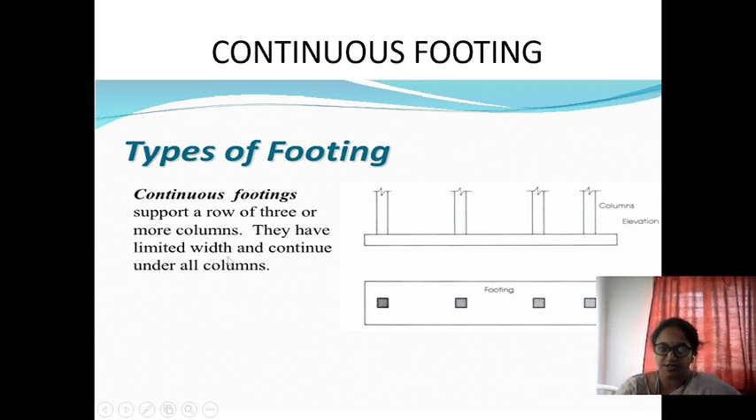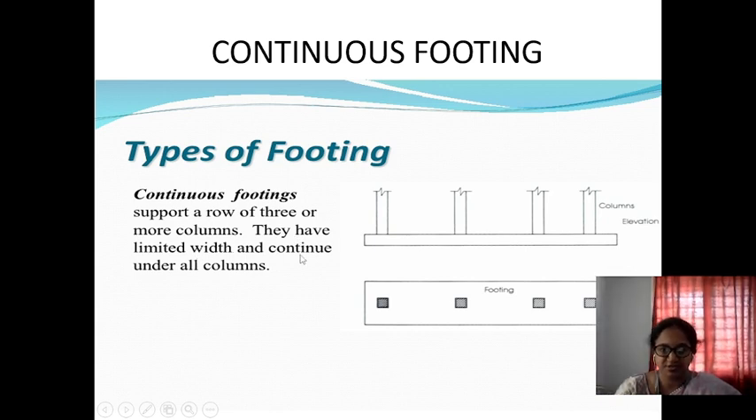The next one is continuous footings. These footings support a row of three or more columns. The width is limited, but the length of the footing continues under the columns, as these columns are very near, side by side. Here an isolated footing is not possible, as the column footings would overlap, so we can go with continuous footing.